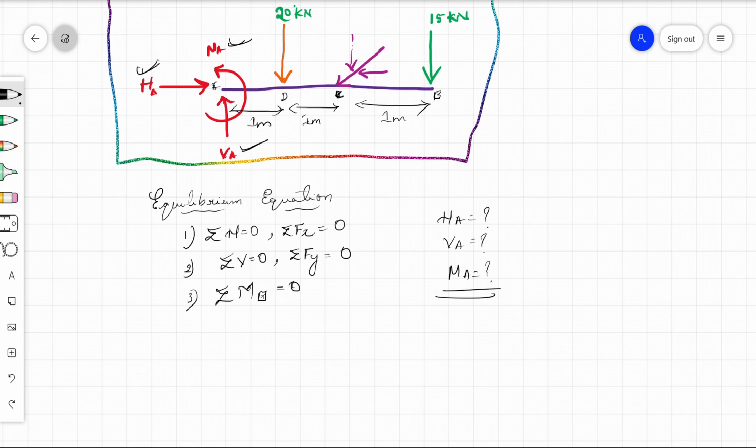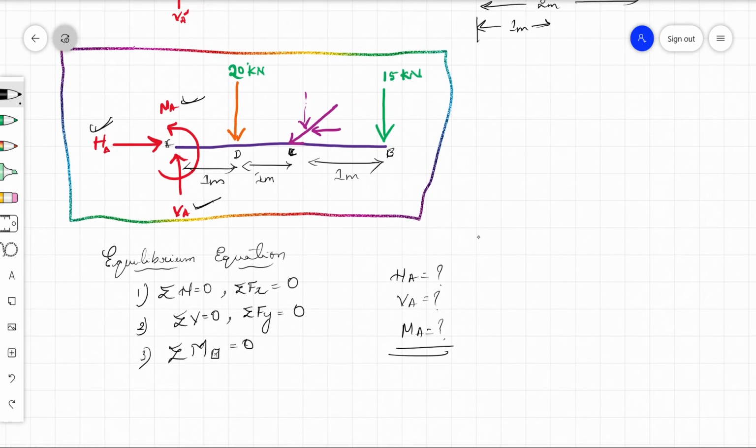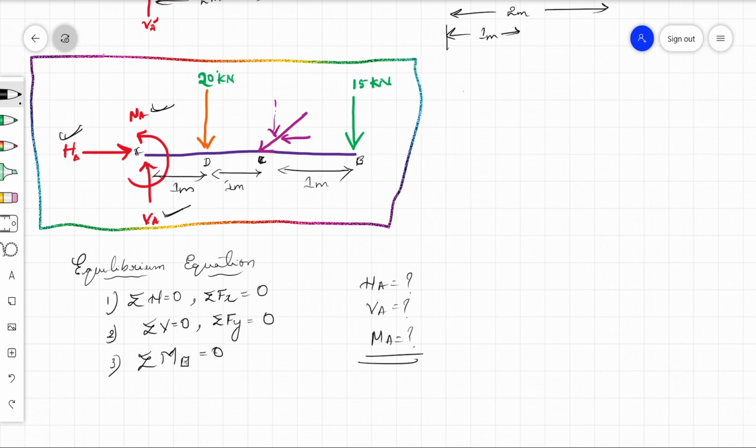This is our aim. So let us take first summation of horizontal forces is equal to 0. Summation of horizontal forces is equal to 0. And let us assume one thing, okay? All the forces going in this direction as positive, and all the forces going in this direction as negative. Remember this. So if I add all the forces in horizontal, it is equal to 0.